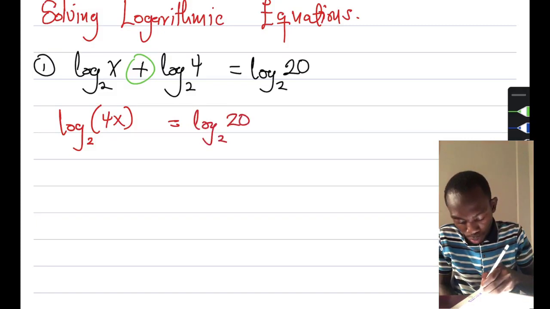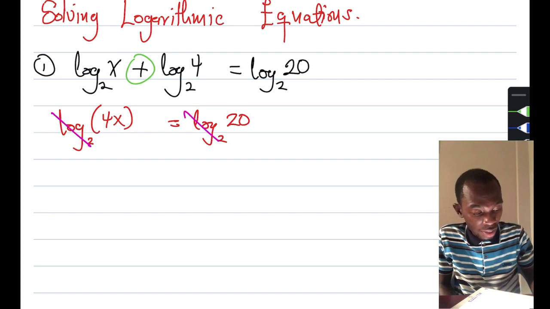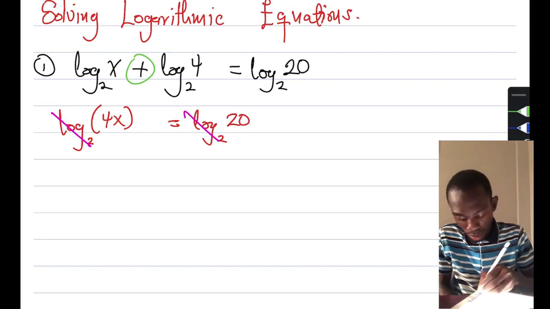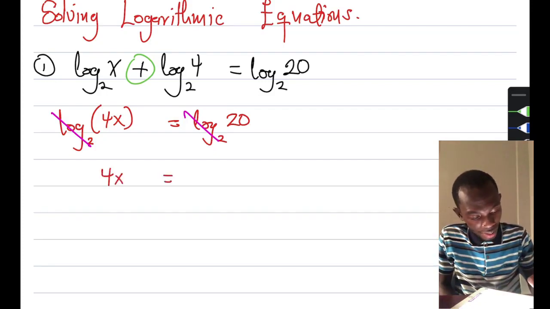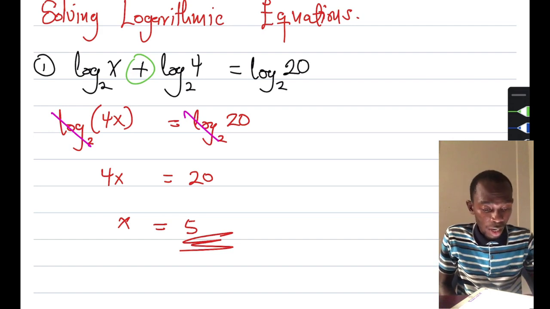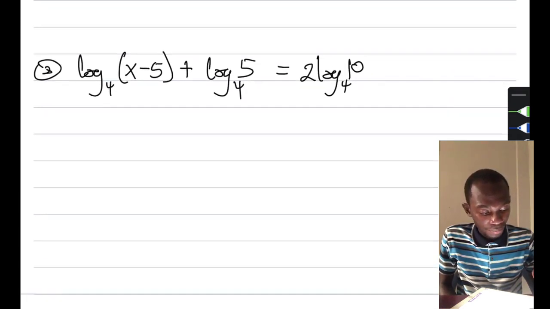All right, so you can say this cancels that. Well, it's a loose argument to make, but it's acceptable if you say the log cancels the log. So that you are left with 4x is equal to 20. That means that x is equal to what? 5, okay? So you've solved it nicely. All right, let's consider another.